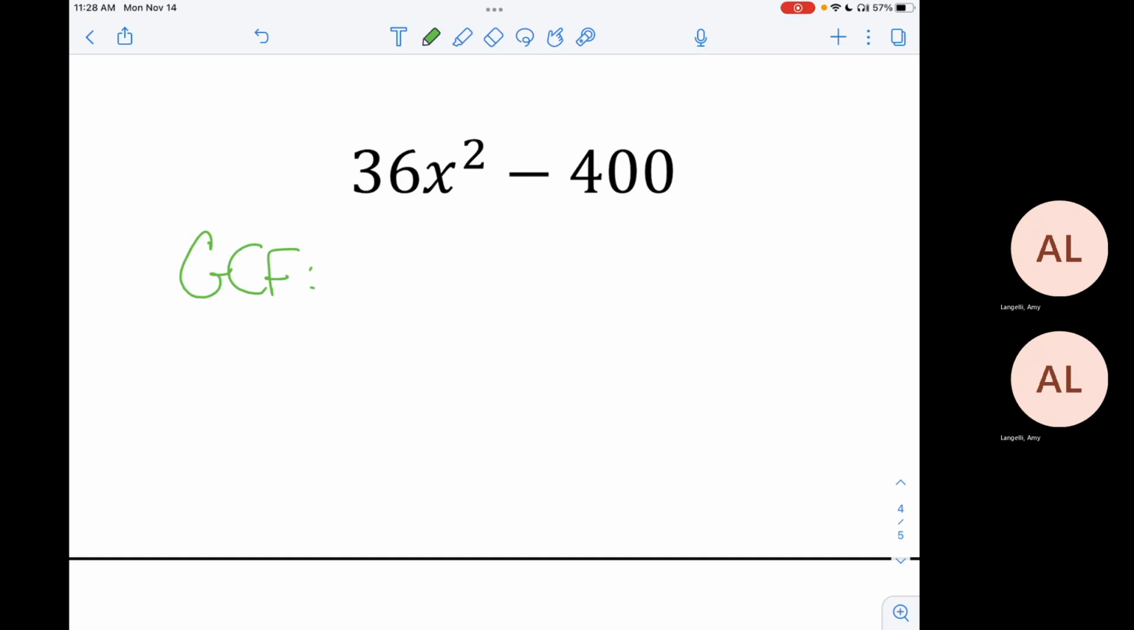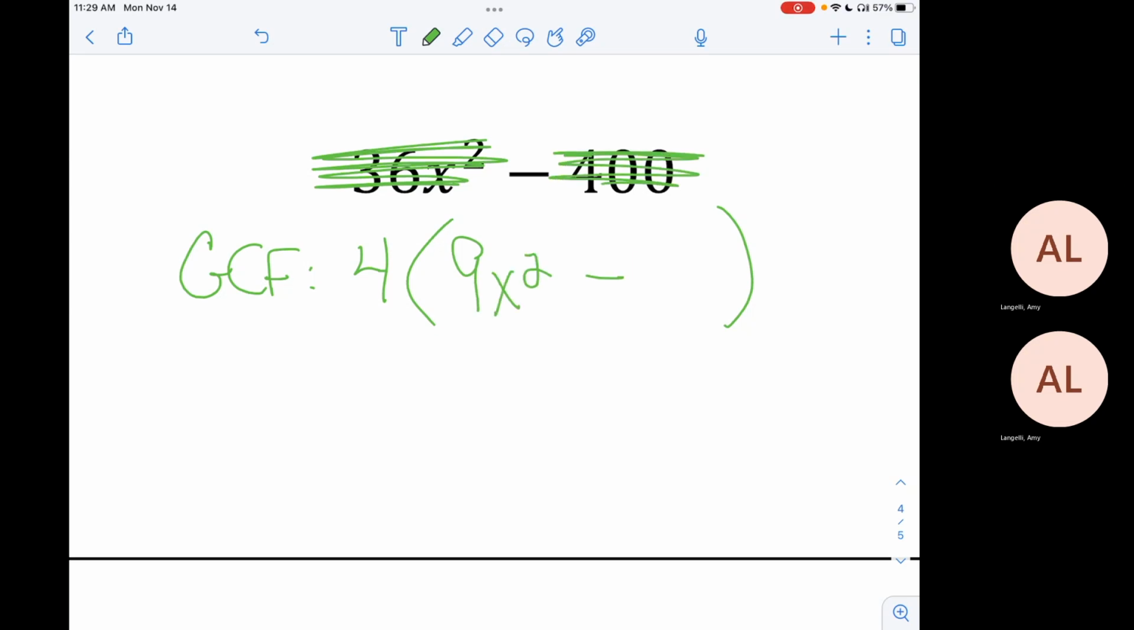I honestly think when I made this problem, I want to know what goes into 36 and 400. I think it's just 4. When I made this, I tried to make the GCF a 4. I hope I accomplished that. If I divide this by 4, what do I get? 9x squared. What if I divide this by 4? Say it again. Negative 100.